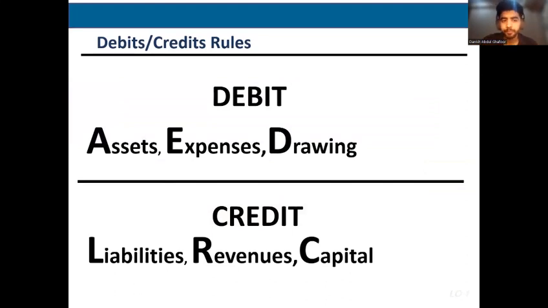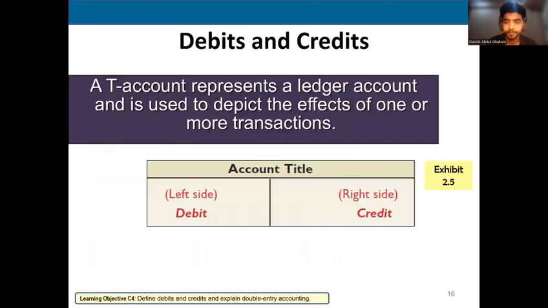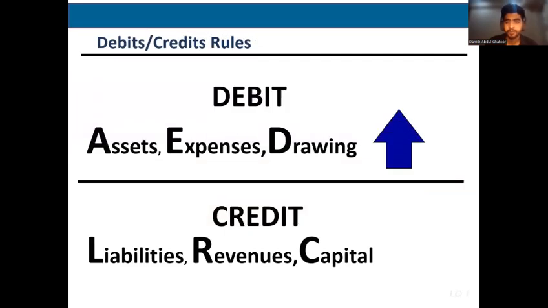Debit: assets, expenses, drawing. Whenever these increase, they will be on the debit side. Increase will always be debit for assets, expenses, and drawing. Credit: liabilities, revenues, capital. Whenever these increase, they will go to the credit side. So these arrows show the increase in these accounts.